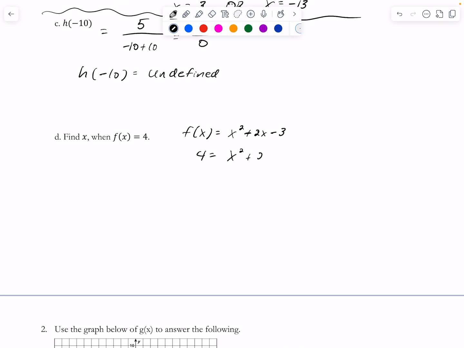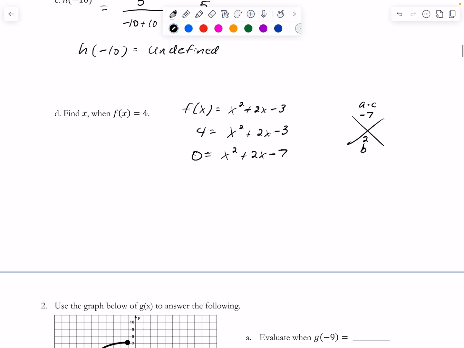Now my first thought is this is a quadratic equation, so I want to set it equal to 0. I'm hoping that I'll be able to factor. Moving that 4 over with subtraction makes negative 7. But unfortunately, when I check to see if it is factorable, I have a times c, which is negative 7, and b is 2. There are no factors of negative 7 that are going to add to 2. So now you've got options.